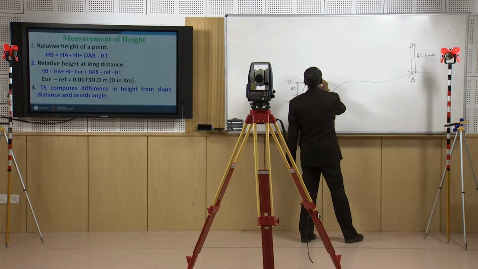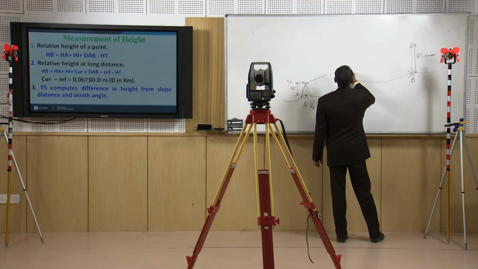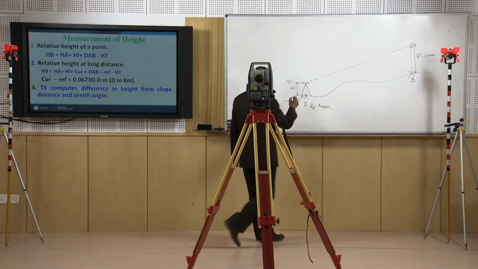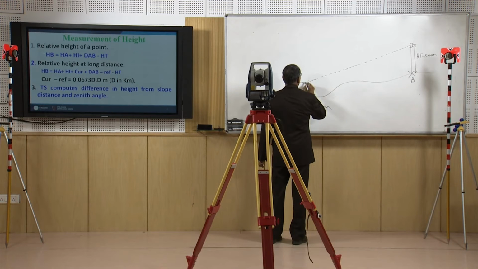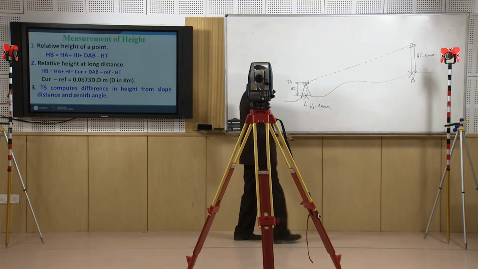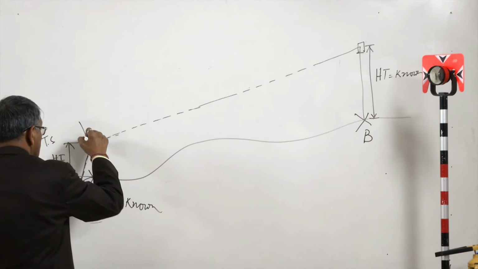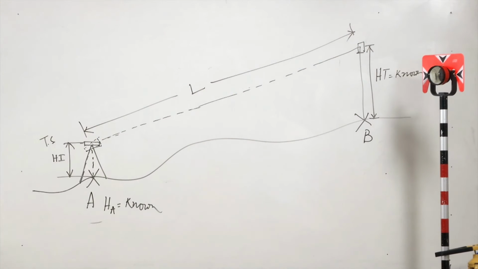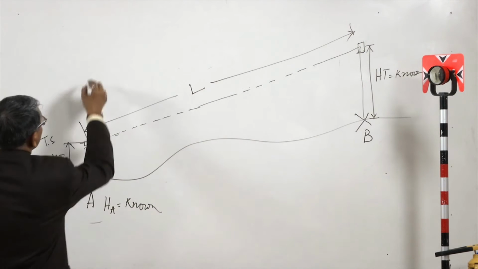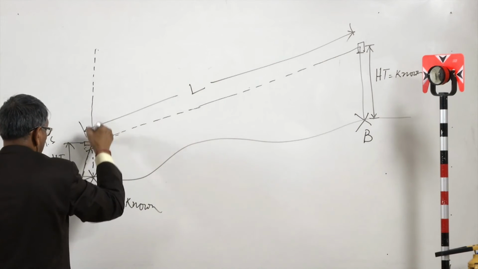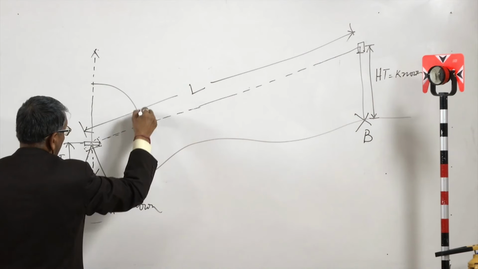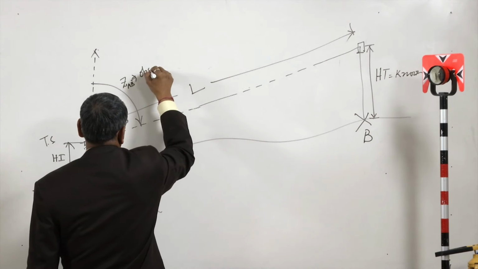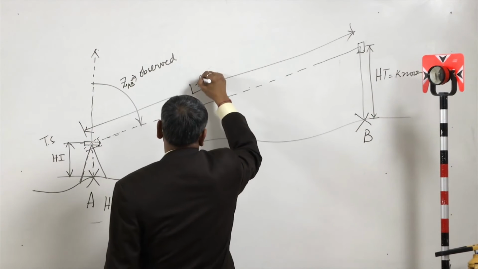Then we bisect the target. This is the center of the prism, and we bisect it using the telescope of the total station. Whenever we measure this distance, we get this L. L is observed. As I have already told, the zenith angle ZAB is also observed.